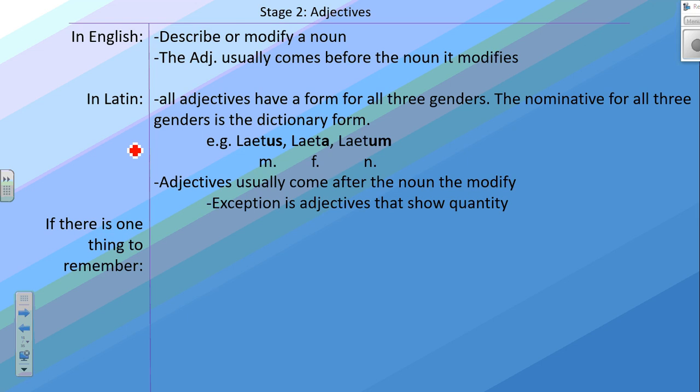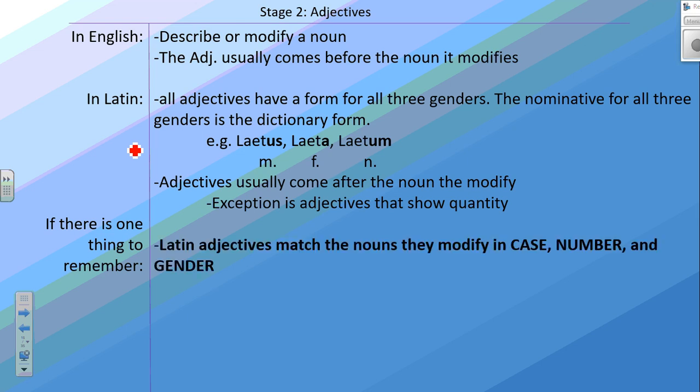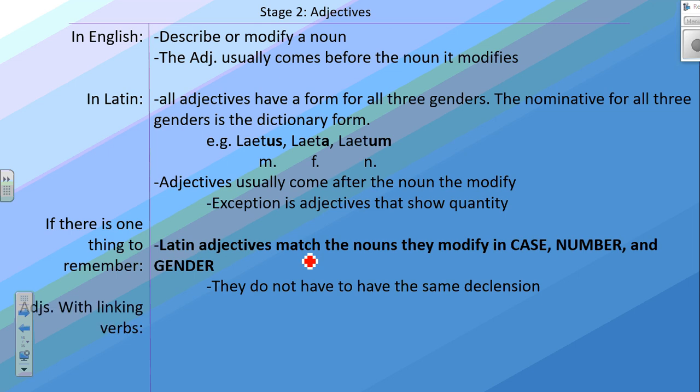If there's one thing you need to remember about adjectives, it's this. Latin adjectives match the nouns they modify in case, number, and gender. They do not have to have the same declension. When we get to the DSK textbooks, they spell this out as gender, number, case, and call it genooking for some reason, but don't worry about that.